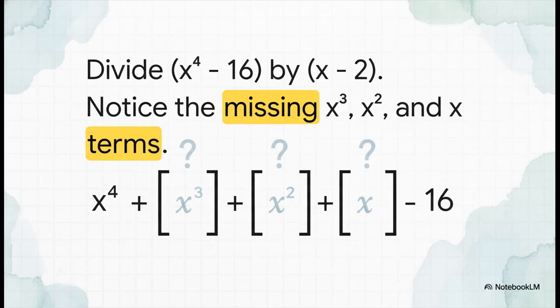All right, one last example. And this one showcases another really common trap. We're dividing x to the 4th minus 16. Do you see what's weird about it? The polynomial jumps straight from the x to the 4th term down to the constant. It's missing the x cubed, the x squared, and the x term.